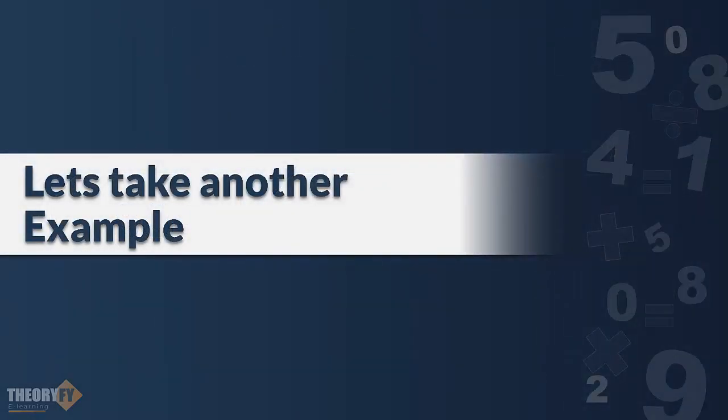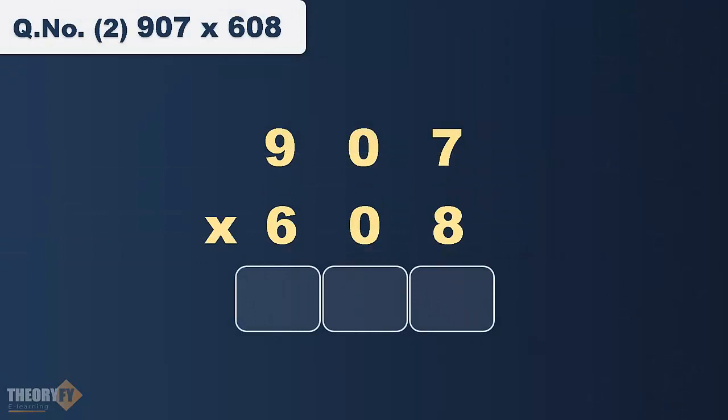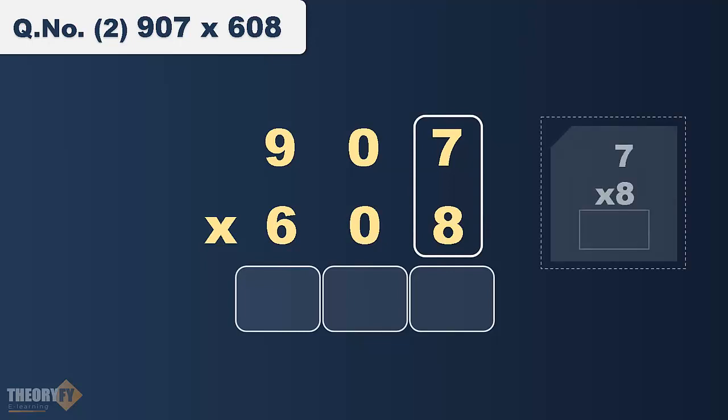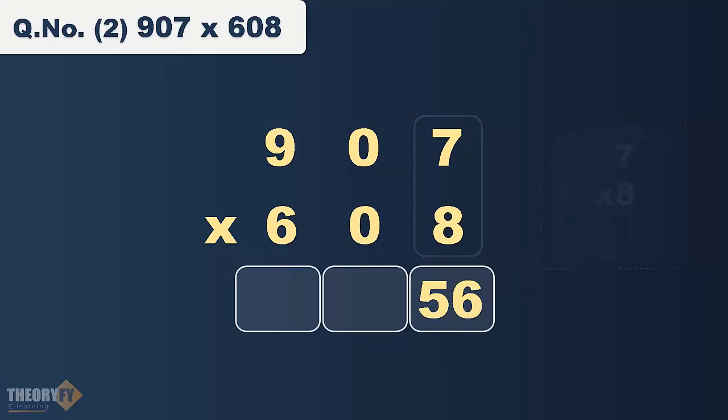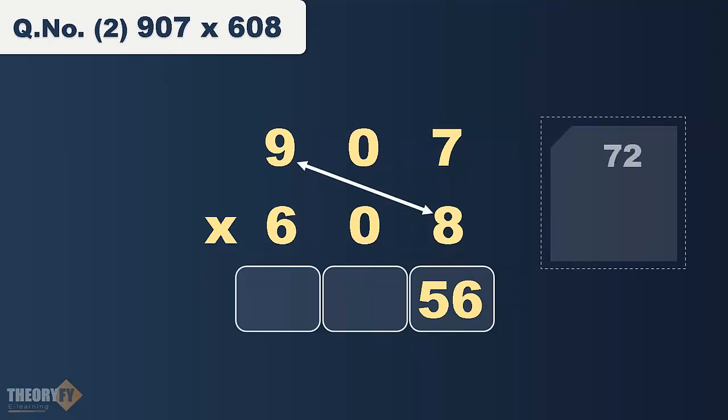Let's take one more example. Now 907 into 608. So first multiply the rightmost digits. 7 into 8 is 56. We put it there in the first part of the answer. Then we multiply the digits diagonally. 9 into 8 and 7 into 6. So 9 into 8 is 72, and 6 into 7 is 42. Now add these two. Answer is 114.